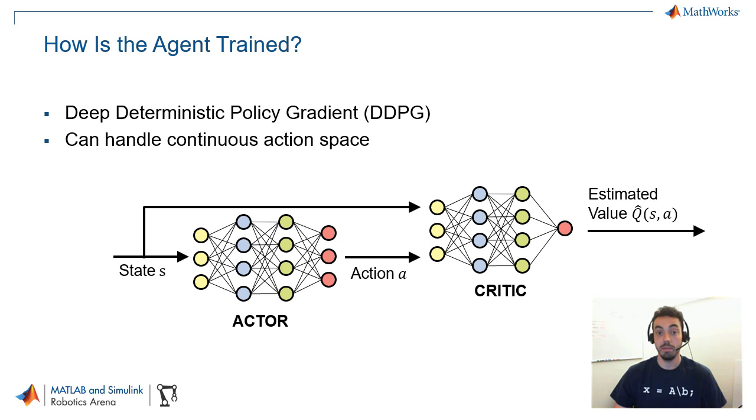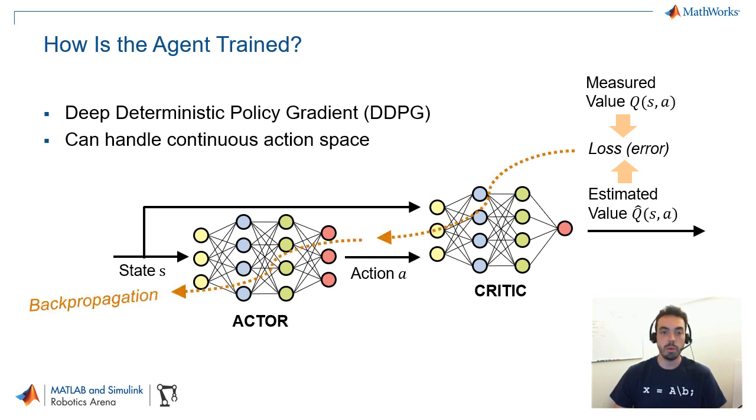Now, as you're collecting data, so you're running the simulation, performing trial and error, you are collecting the actual measured reward that you observed. And by comparing the estimate and the measurement, you get a loss function or an error measurement, which you can then use to backpropagate and train the networks like you would with any other neural network. So let's switch to MATLAB to see how we did this.